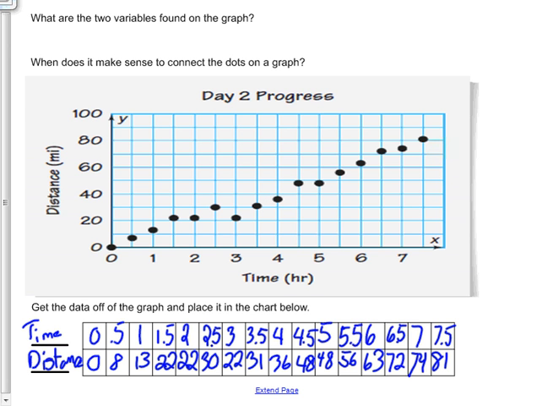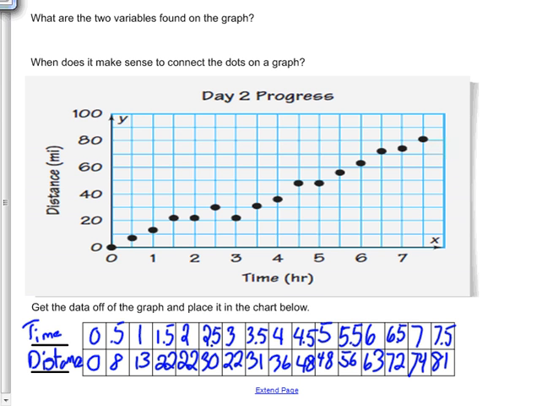Next one, what do you think happened between 1.5 and 2 hours, right here? It doesn't look like they got any further away. 22 and then 22. It actually looks like they stayed there. Maybe for half an hour they took a break and they didn't travel any further away from the city. Or maybe their path that they were riding on just kind of went off to the left or right and kept them at the same distance. They didn't travel any further away from it, but they were still riding their bikes.